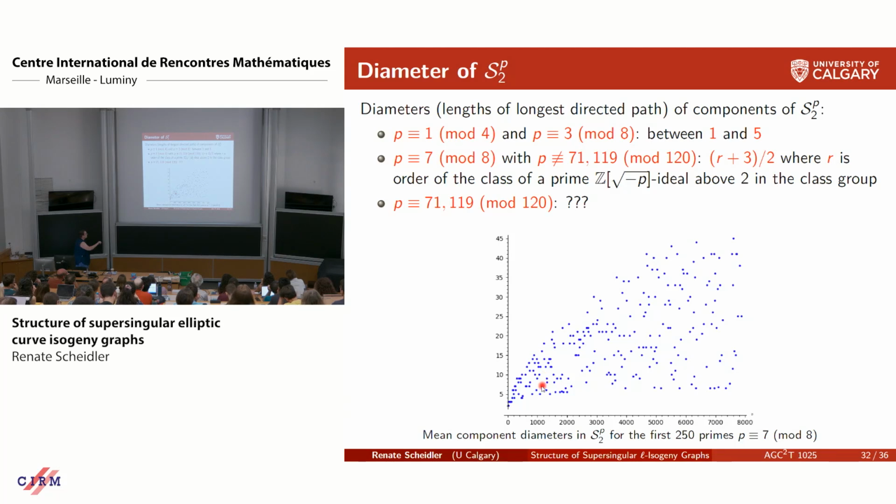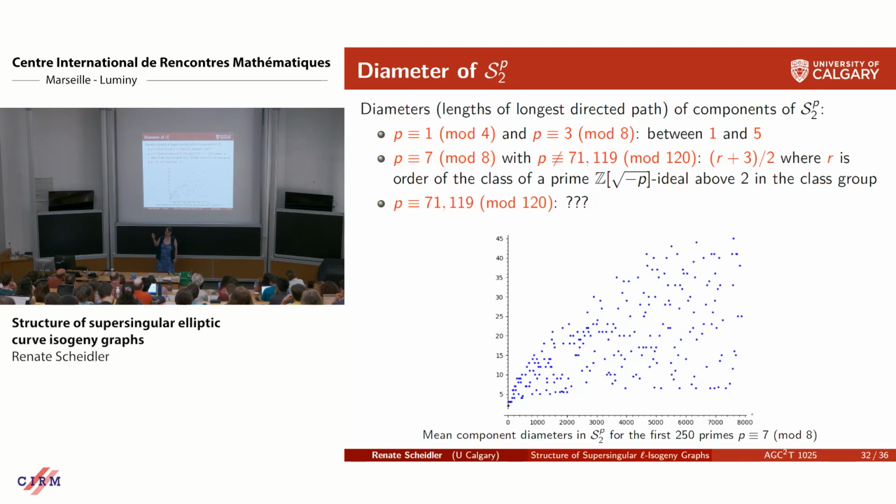But what is this upper thing here? Well, the order of this ideal, right? If your class group is cyclic, then this ideal might generate it, right?